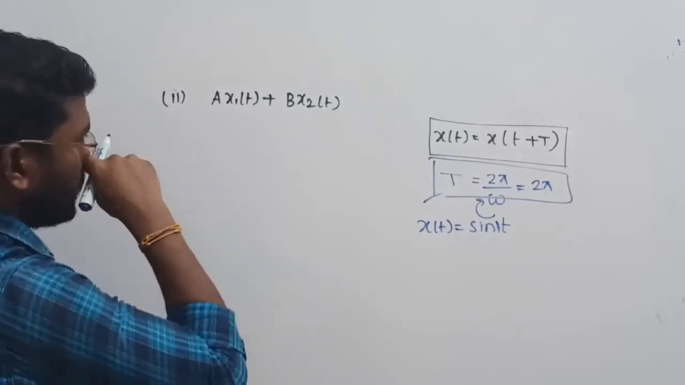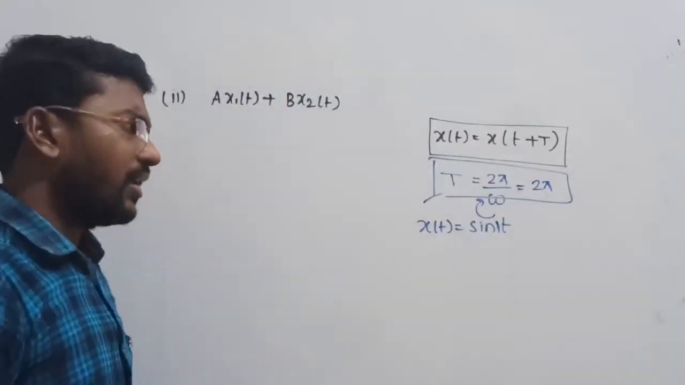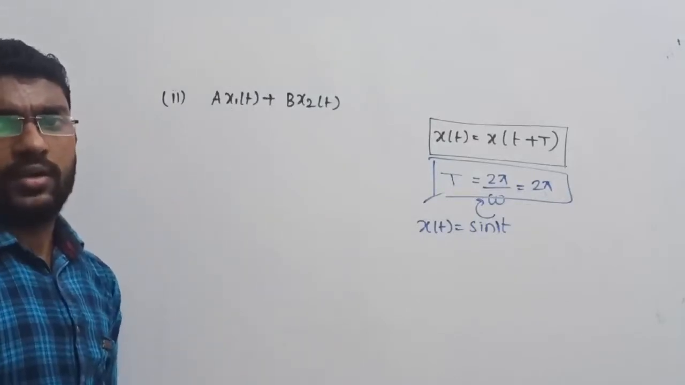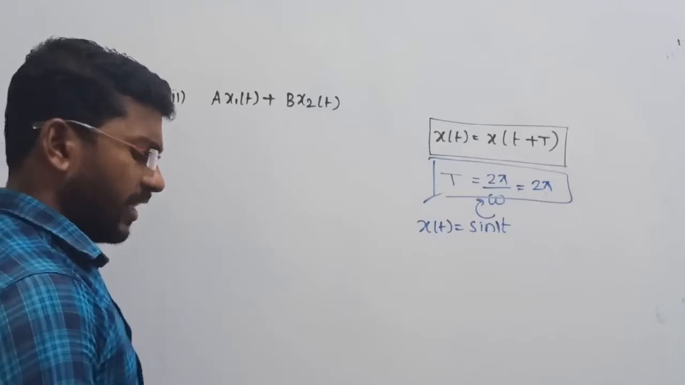Clear? So getting back, that is all about periodic signals. I hope now you are getting a clear idea, right? Okay. For example, if I have more than one signal, right? If I have more than one signal, let us see what will happen.